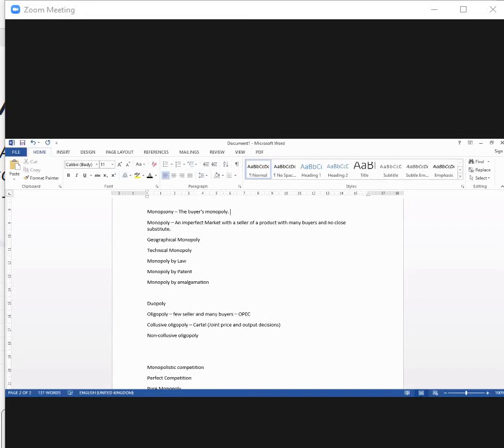Then lastly, we have what we call monopsony. Monopsony is the buyer's monopoly. It is an imperfect labor market with one buyer and many sellers of a product without close substitutes. I'll give you a very simple example. If you go to a socialist state, all the workers who are sellers of labor sell to the same person.